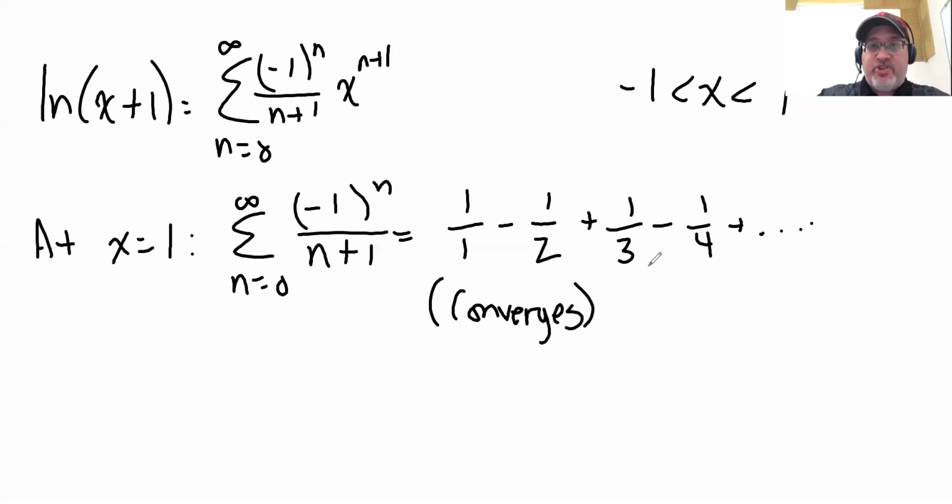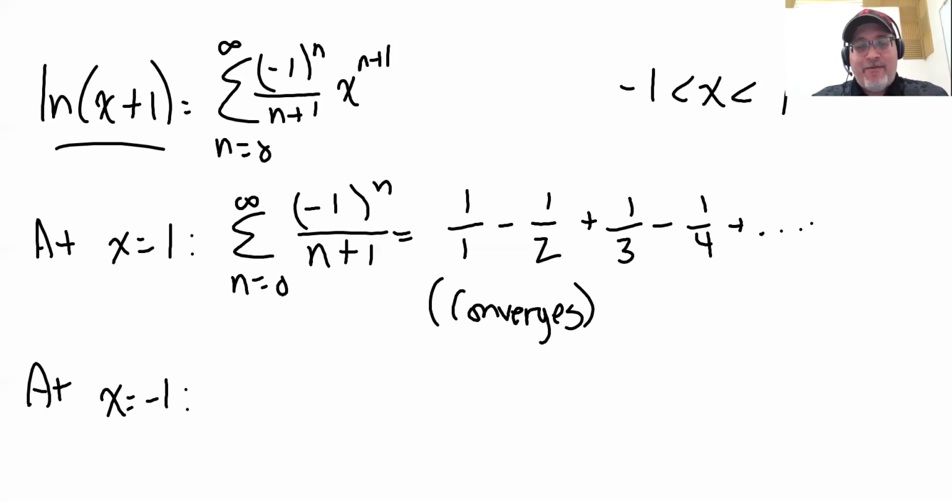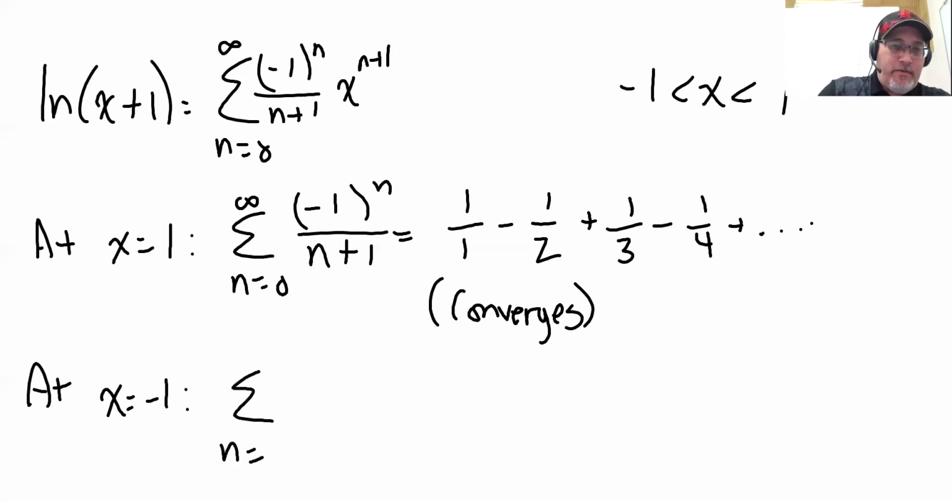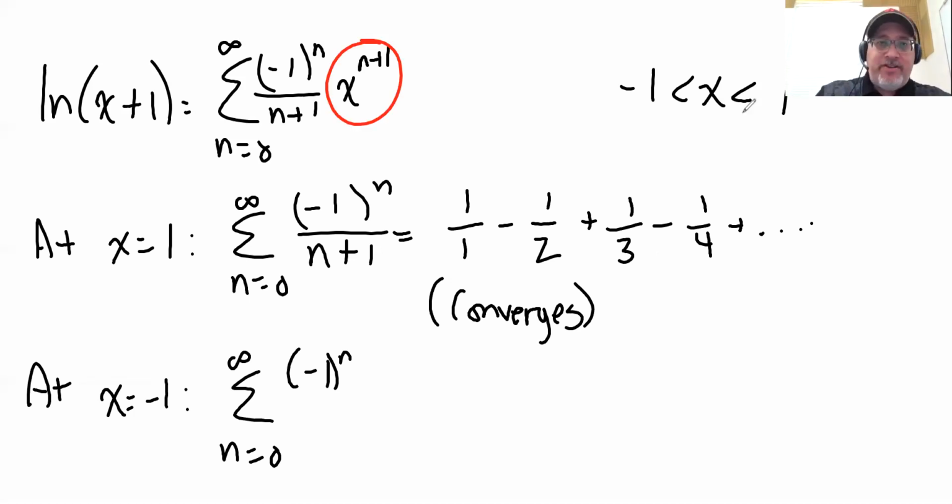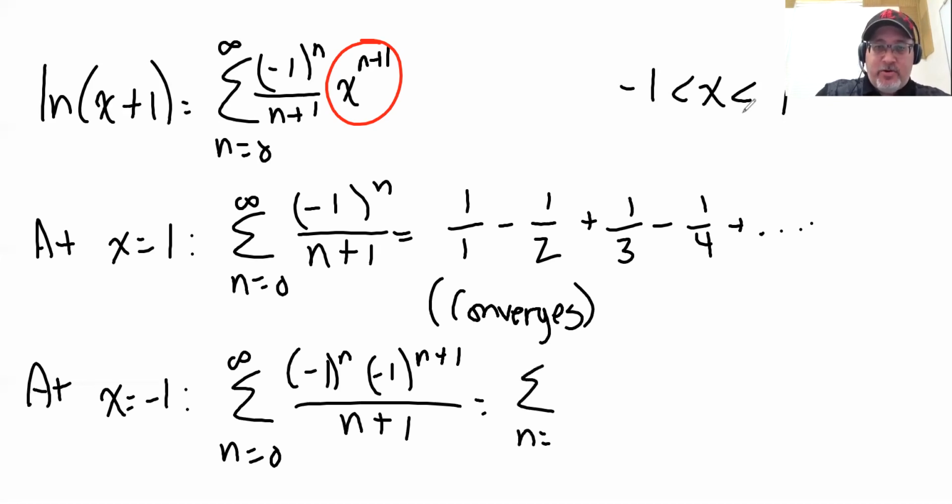So we do pick up convergence at x equals 1, but what happens at x equals negative 1? I'll tell you right now, I'm not expecting convergence because the function isn't even defined at negative 1. You can only take logarithms of positive numbers. But let's see what happens if we put in negative 1. We get negative 1 to the n times, remember we're putting in negative 1 back up here for x, negative 1 to the n plus 1 over n plus 1. And that gives us the sum n equals 0 to infinity of negative 1 to the 2n plus 1, because we can add the exponents, over n plus 1.